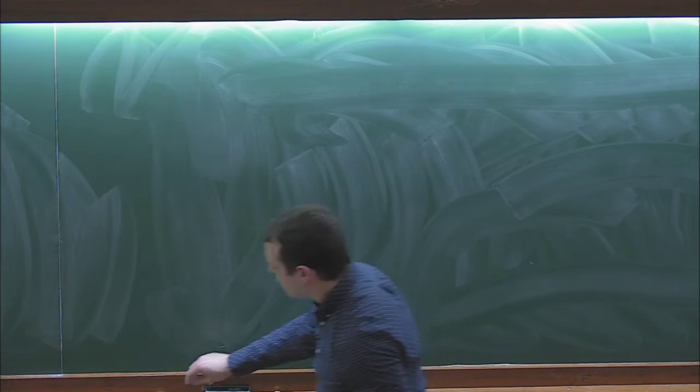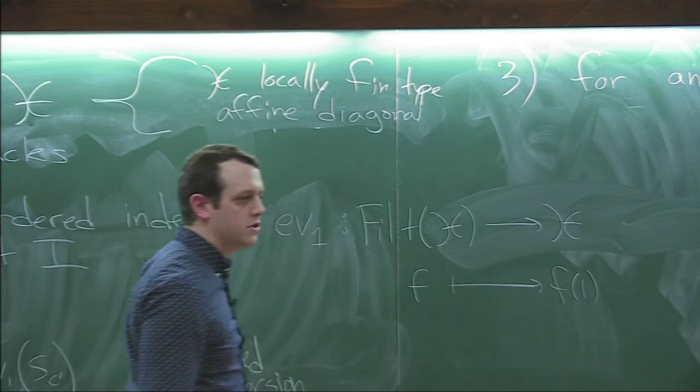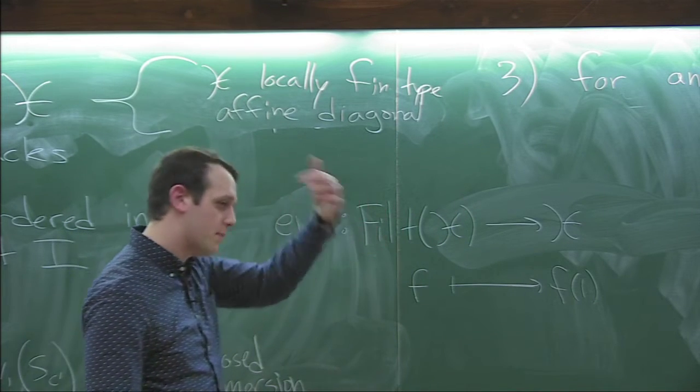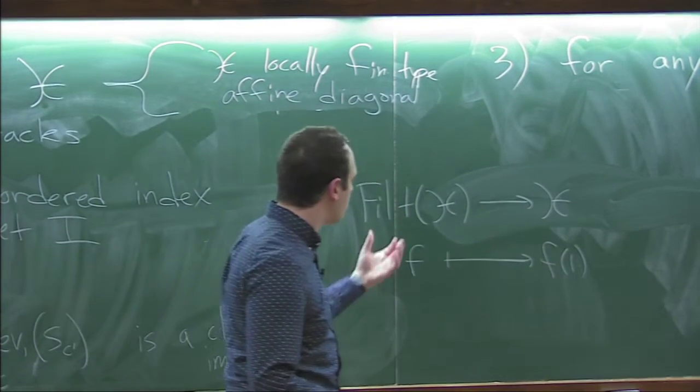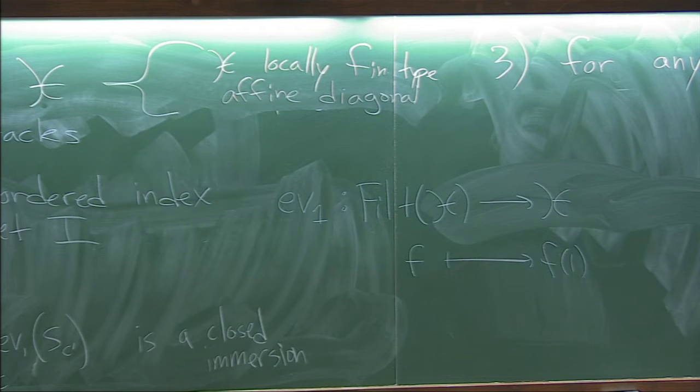What is EV1? EV1 here is a map from the stack of filtered objects to X, and it takes a filtration F just to the point F of 1. So take a filtration, which I'm interpreting as a map from A1 mod GM to the thing, and I'm just evaluating at 1. In other words, this is just forget the filtration. It's the obvious forgetful map. And the only other point is the 0 point, and that's passing to the associated graded.